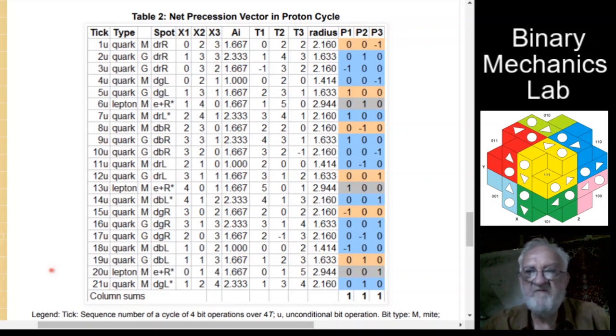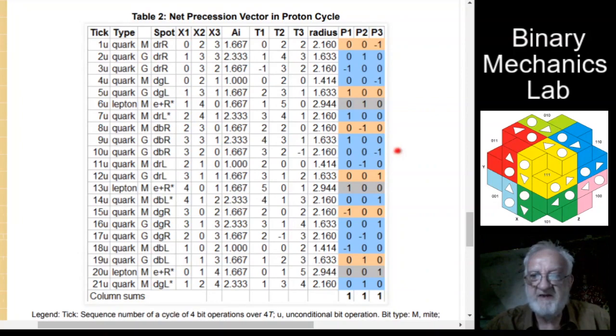Notice the net precession vectors in the proton cycle. The sum of net precession is again along the spin axis, which is the solid diagonal of the spot cube connecting the electron and positron spots, but opposite in sign as shown here. To review, the rows highlighted in orange are the major phase changes discussed above. The rows highlighted in blue are the exit from the proton bit cycle, but there is no net translation there.